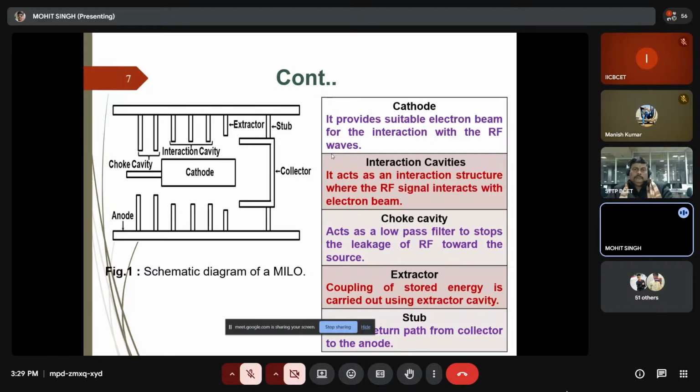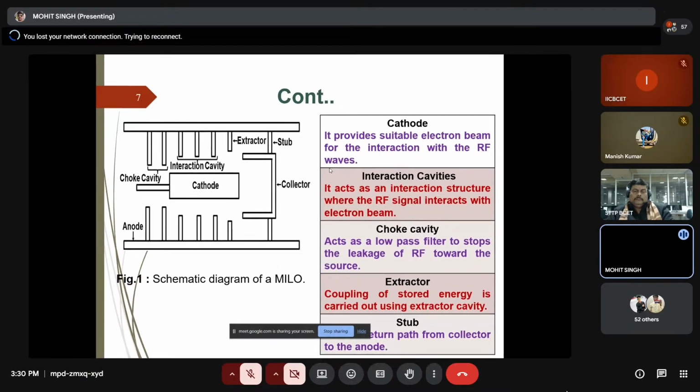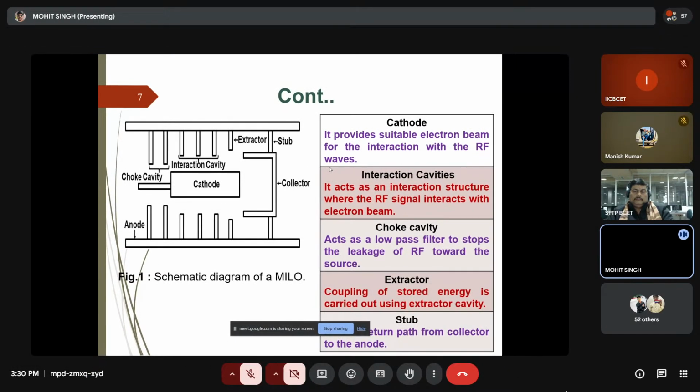When does interaction occur? If two people are going, and one is going very fast and the other very slow, will they be able to interact with each other? No, because one person will cross the other very fast. RF interaction is required, and only then will the kinetic energy of the electron beam be transferred to the RF wave. For those interactions, these discs are applied here.